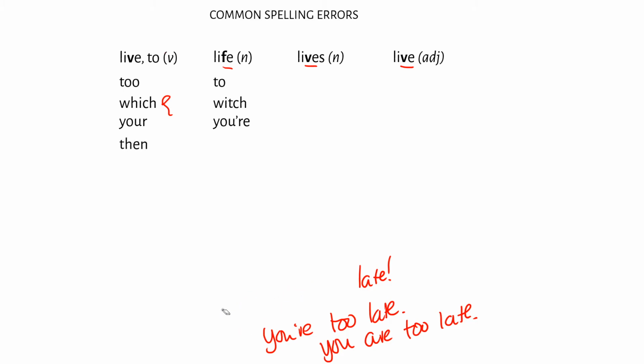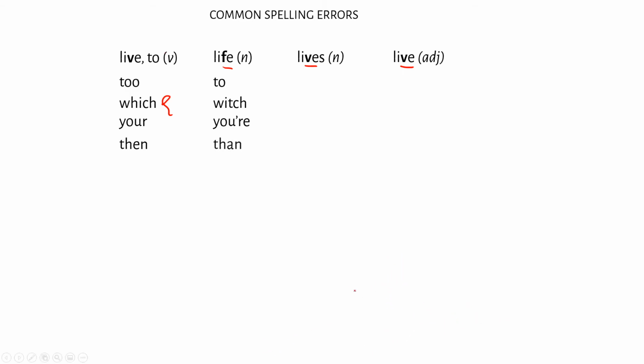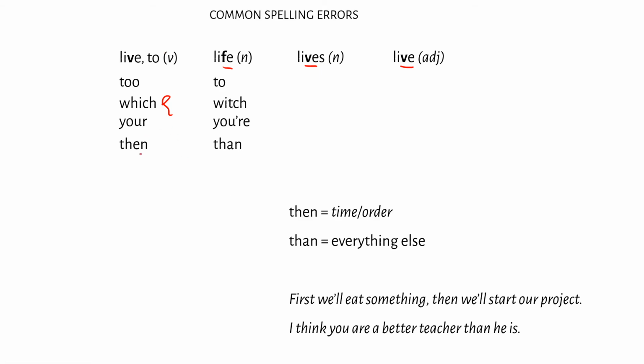And then we have this one. Haha, no pun intended. Then and than. So we use the E form when we talk about time and order, so first we'll eat something, then we'll start our project. That's this one, and everything else is than with an A. I think you are a better teacher than he is. Right? Comparisons. You're making a comparison here between you, this person, and he, the other person. So then you use A. If you use then in a time order, you use the E form. Right?